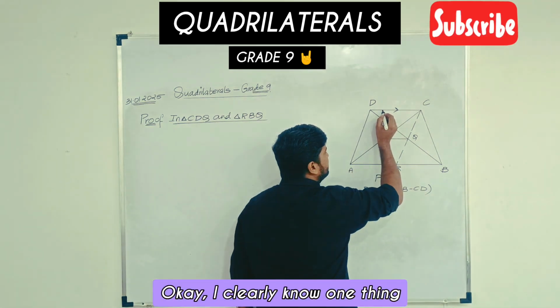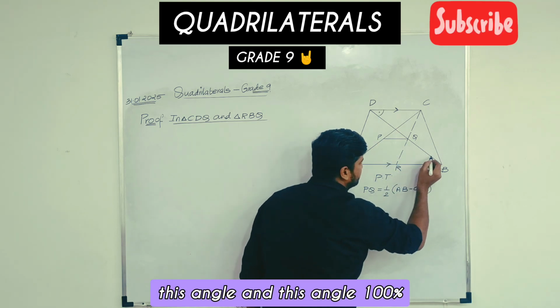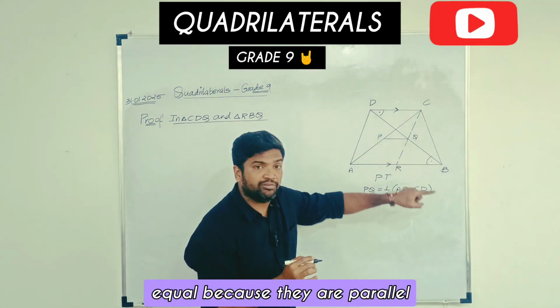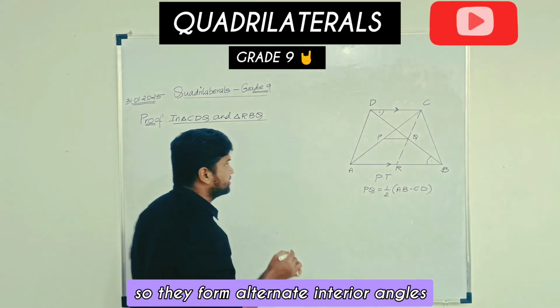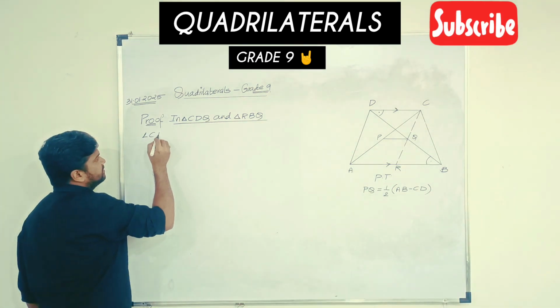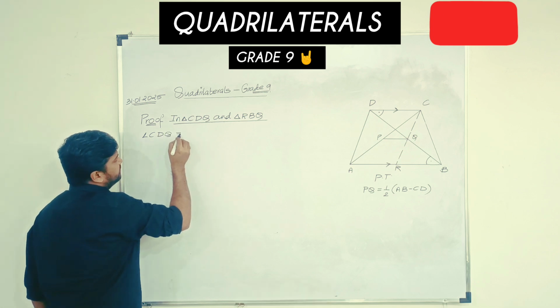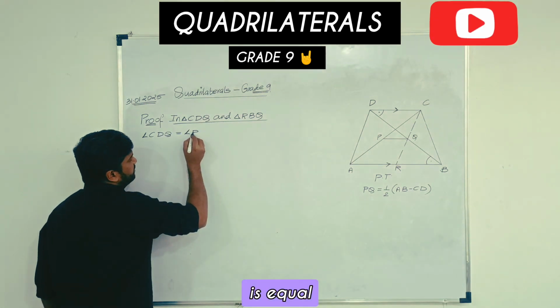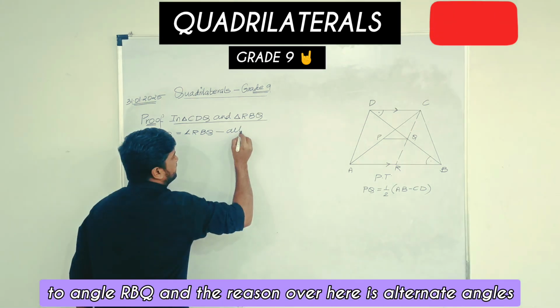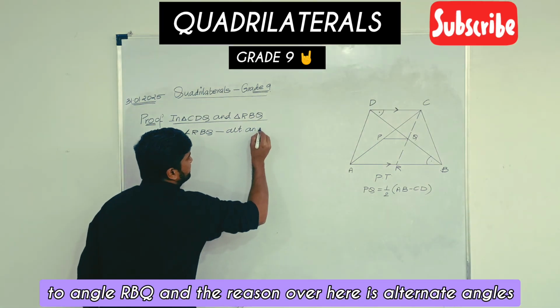Now, which test of congruency is to be used here? Okay, I clearly know one thing. This angle and this angle are 100% equal because they are parallel, so they form alternate interior angles. So the name of the angles, angle CDQ is equal to angle RBQ, and the reason over here is alternate angles.